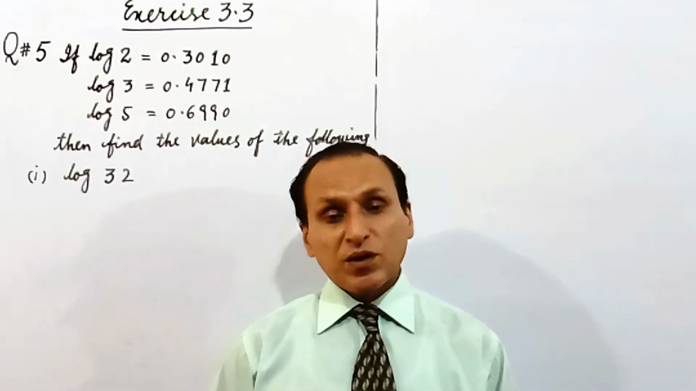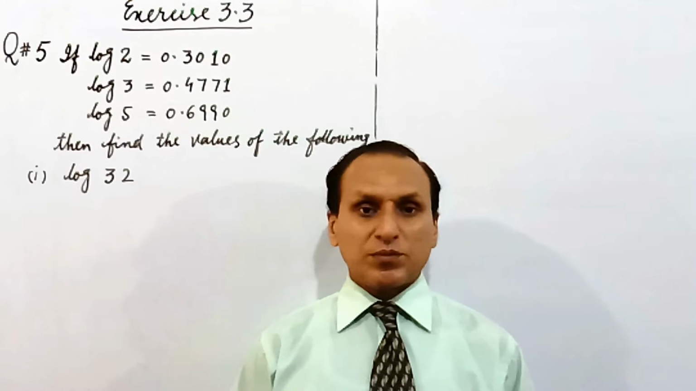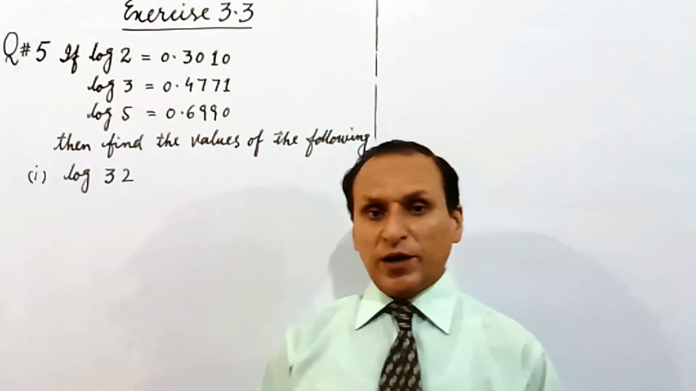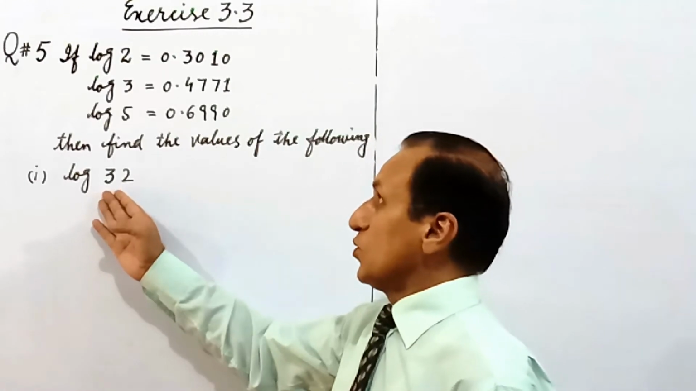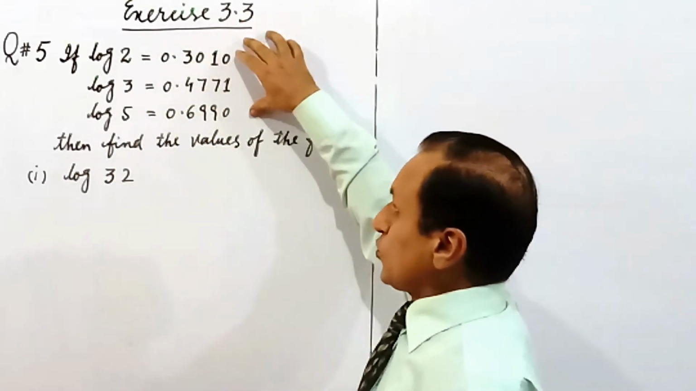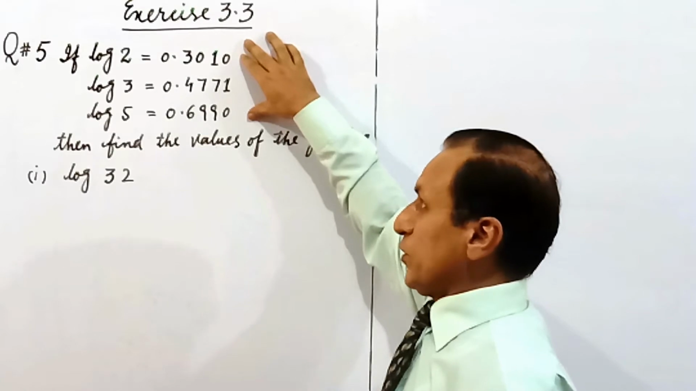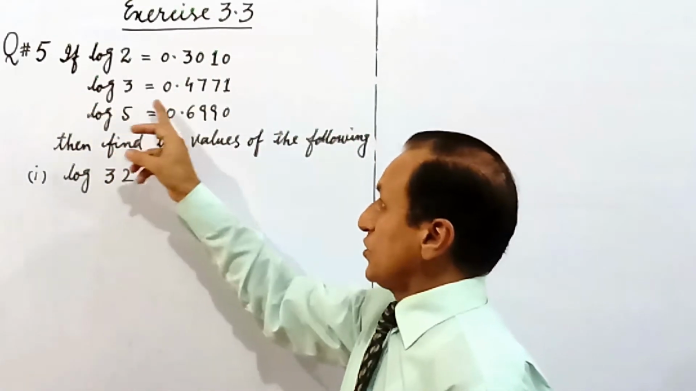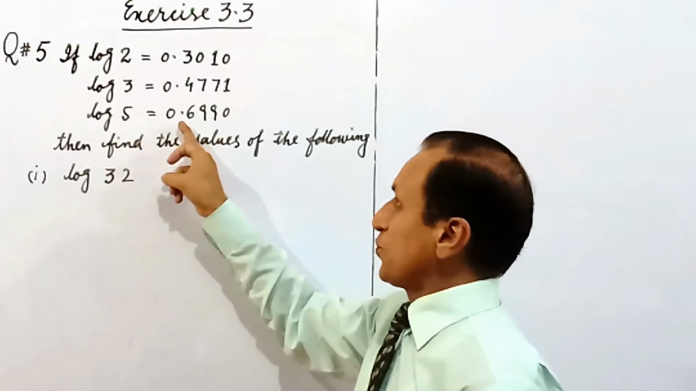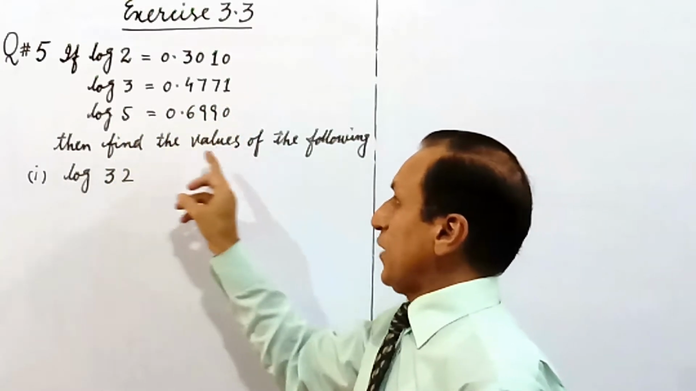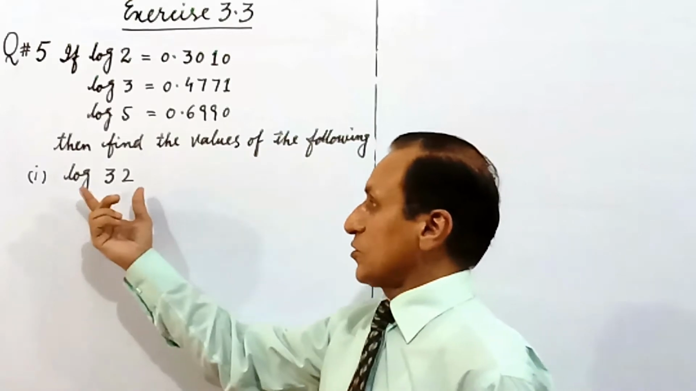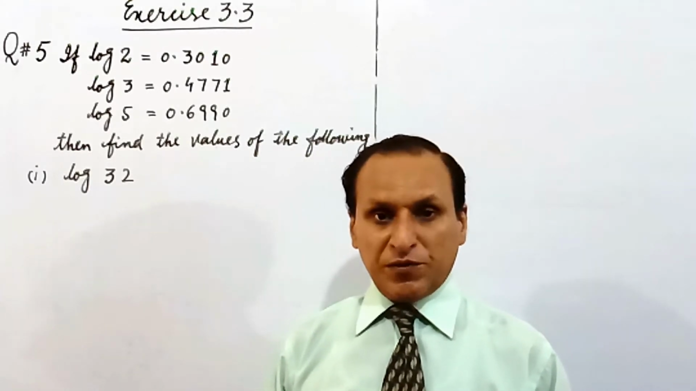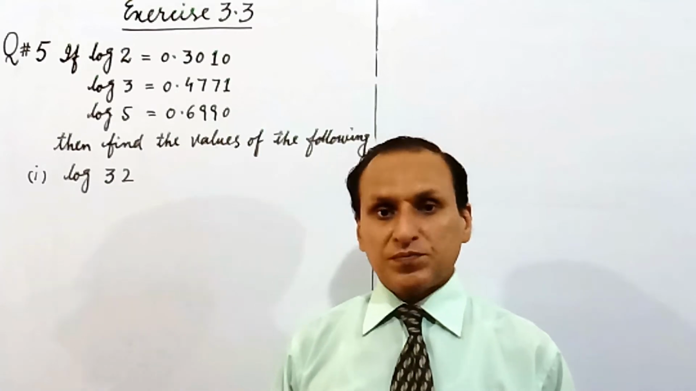Assalamu alaikum students. We continue exercise 3.3 with question number 5, in which we are required to find the values like log 32 by the values of log 2, 3 and 5 which are already given to us. The question is, if log 2 is equal to 0.3010, log 3 is equal to 0.4771, log 5 is equal to 0.6990, then find the value of log 32. So we have to find the log of the given number by the provided values of log.